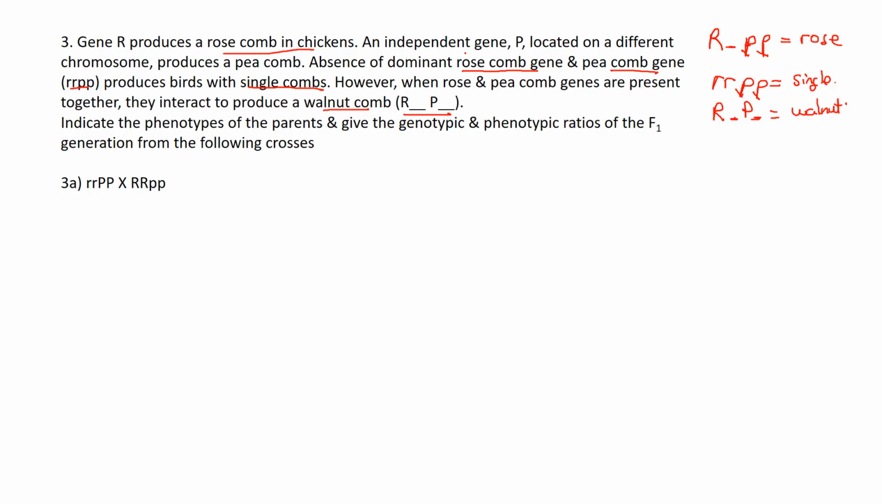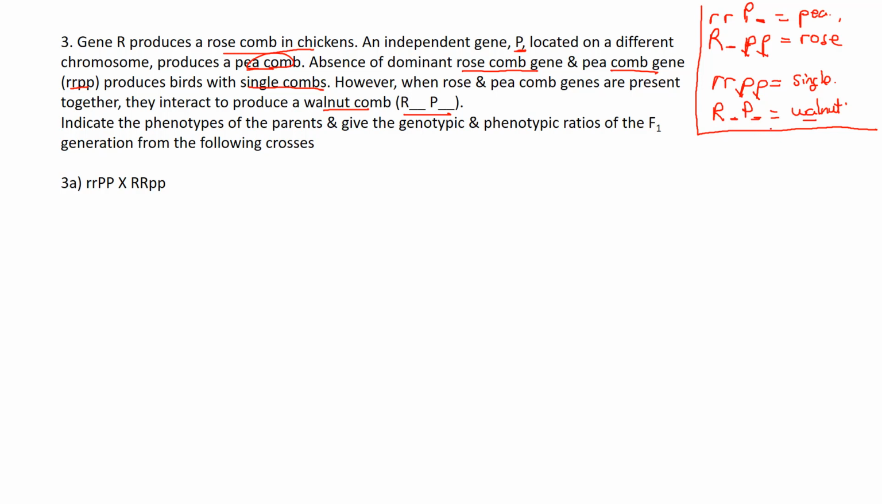Now it says another independent gene, capital P, located on a different chromosome, produces pea combs. So I must have little r's, because if one of them was a big R with a big P, again, it would be walnut. So I must have little r's with at least one big P. Can't be two little p's, because then it would be single. It doesn't matter what the other allele is. When I have that condition, it's going to be a pea comb. So a little bit of a leap there that we had to make on those last two genotypes. The other genotype, they gave it to you. They made it part of the legend there already. Okay, bit of a stretch.